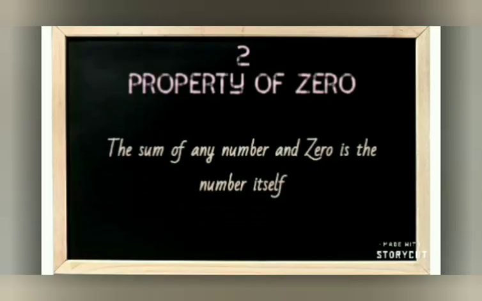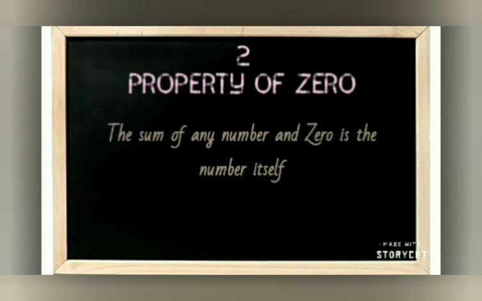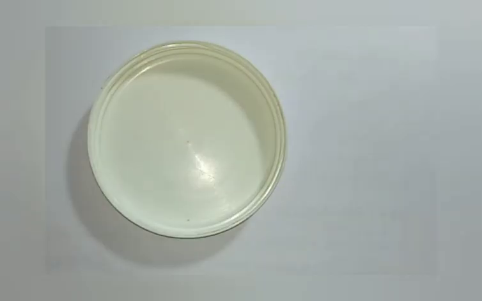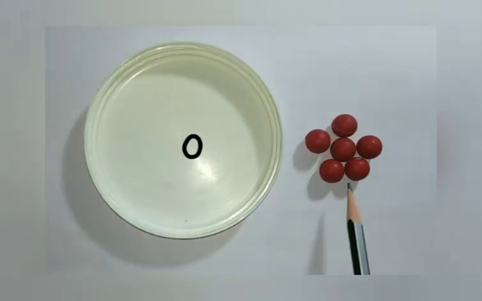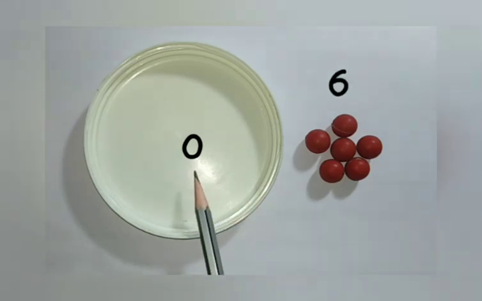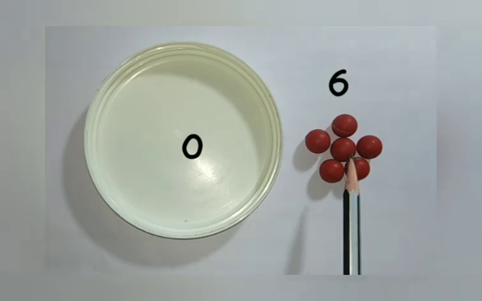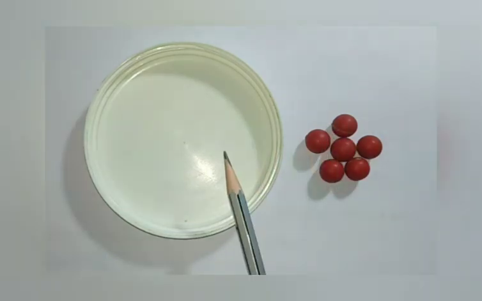The second property states that the sum of any number and 0 is the number itself. Look at the example for property of 0. So here is a box which is empty, which represents 0. And here we have 6 red balls. So what is the addition? 0 plus 6. Now let us put the balls inside this box and see what happens.